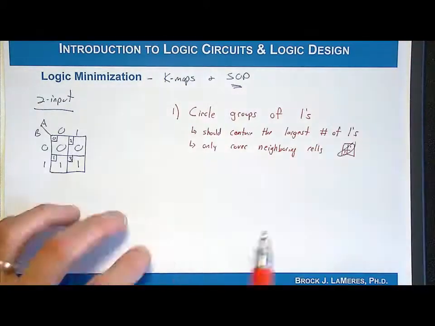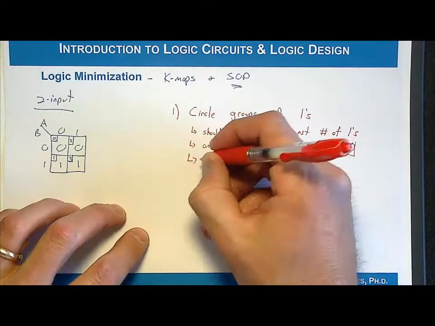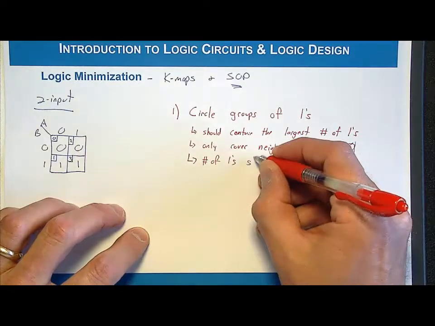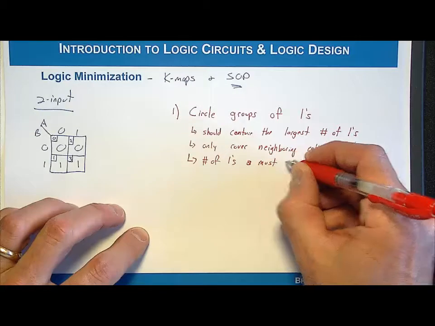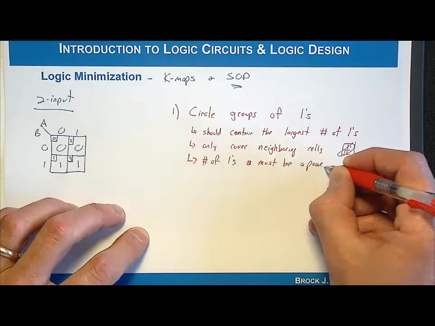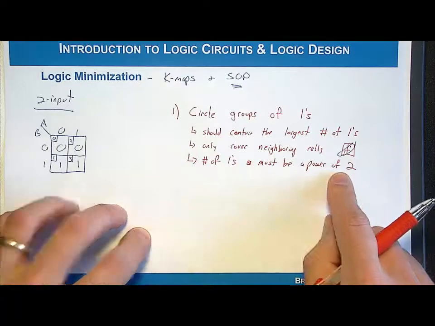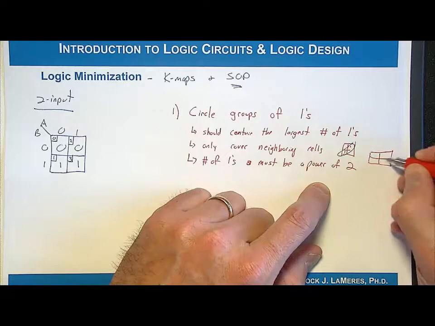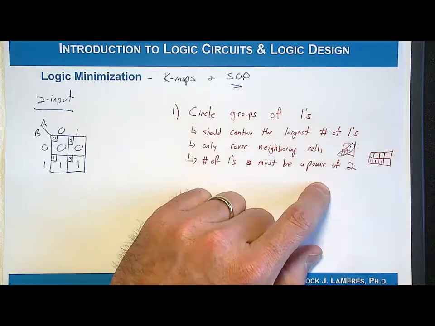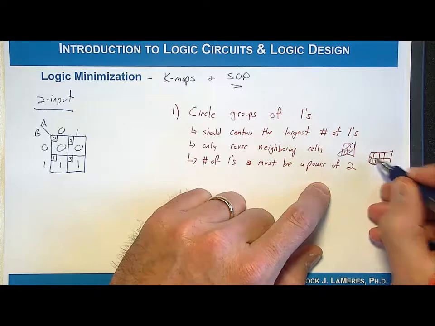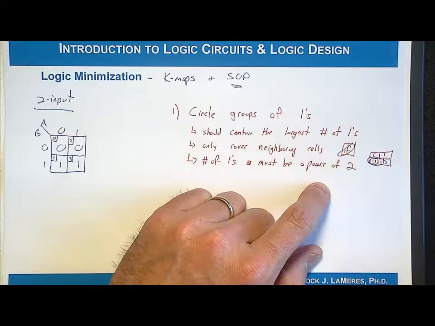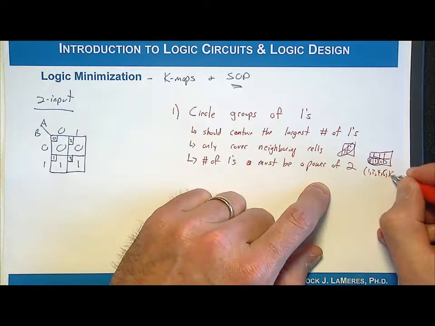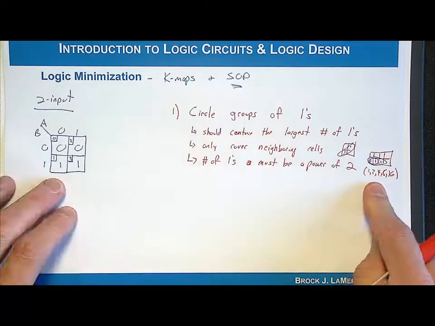The next rule is that the number of ones circled must be a power of 2. And that means if you had, for example, a 3-input Kmap, and let's say you had 1, 1, 1, and you went to circle, you would circle this, not all 3 of them. Okay, so it has to be a power of 2. So that's going to be circles of 1, 2, 4, 8, and 16. And we stop there because we never really go above a 4-input Kmap.